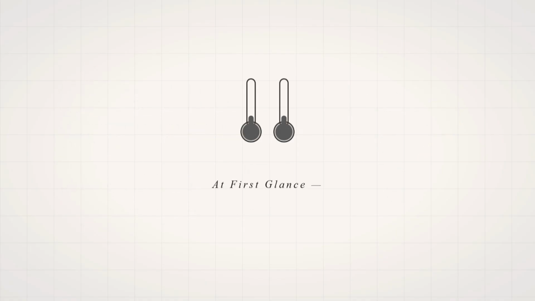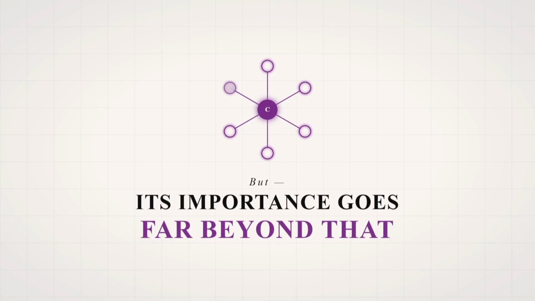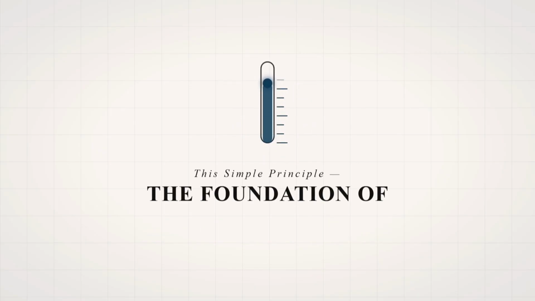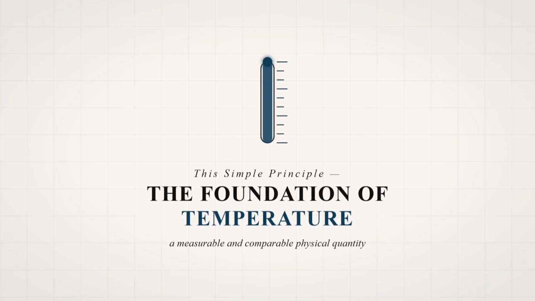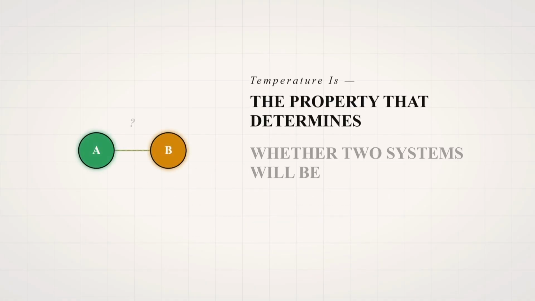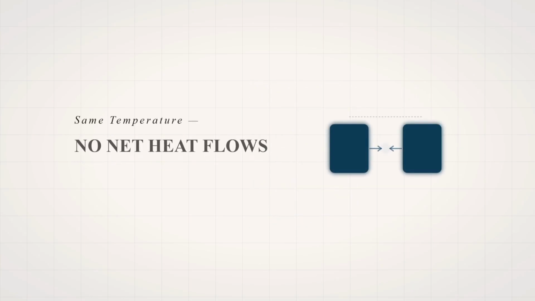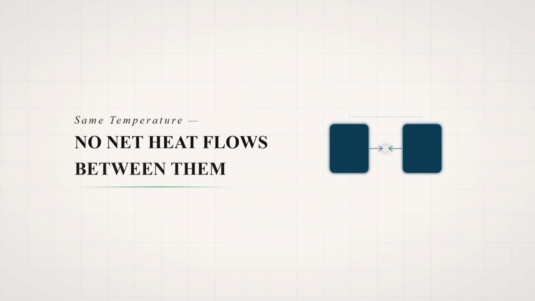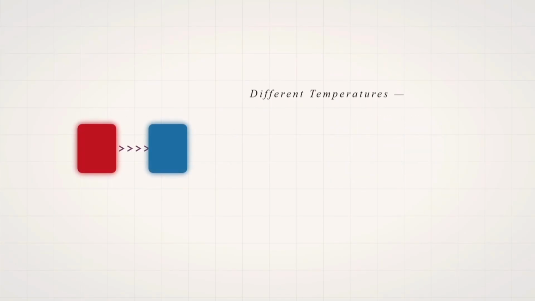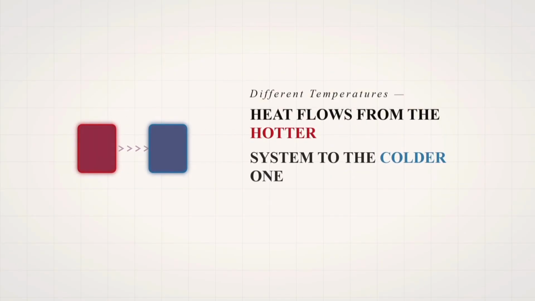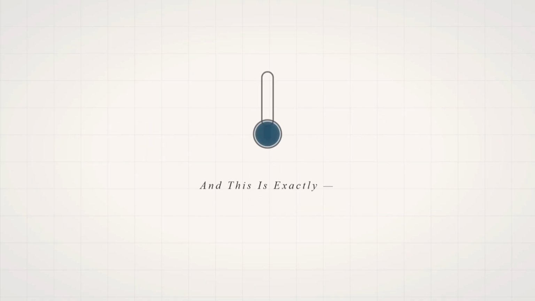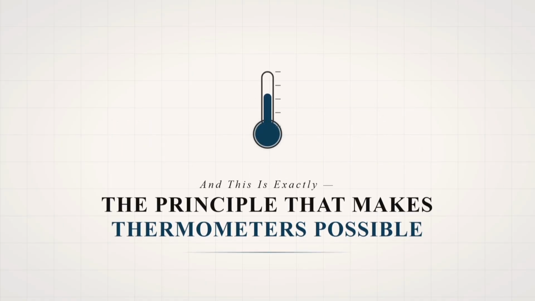At first glance, this statement might seem almost obvious, but its importance goes far beyond that. This simple principle gives us the very foundation of temperature as a measurable and comparable physical quantity. It tells us that temperature is the property that determines whether two systems will be in thermal equilibrium. If two systems have the same temperature, no net heat flows between them. If their temperatures are different, heat naturally flows from the hotter system to the colder one until thermal equilibrium is reached. And this is exactly the principle that makes thermometers possible.